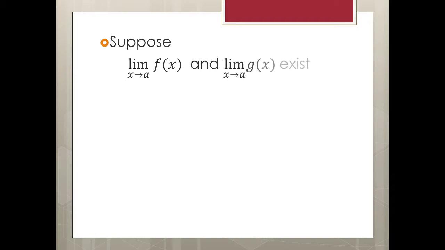Before we can apply any of the limit laws, the following must exist. First, the limit of f of x as x goes to a and the limit of g of x as x goes to a must exist. And if both these limits exist, a lot of cool things happen.